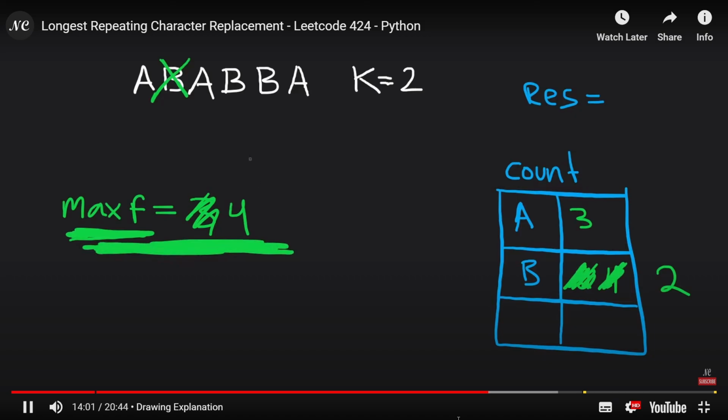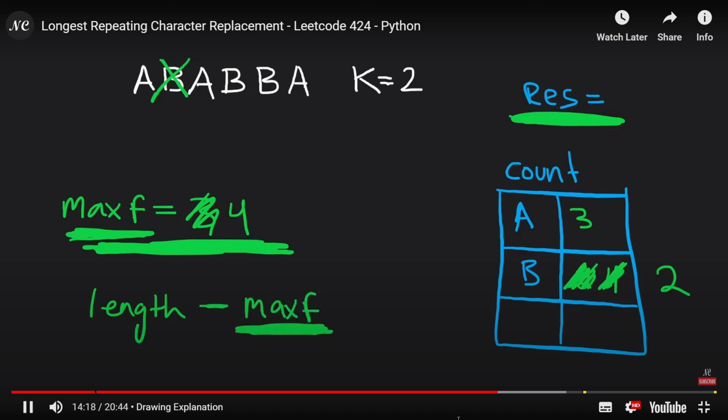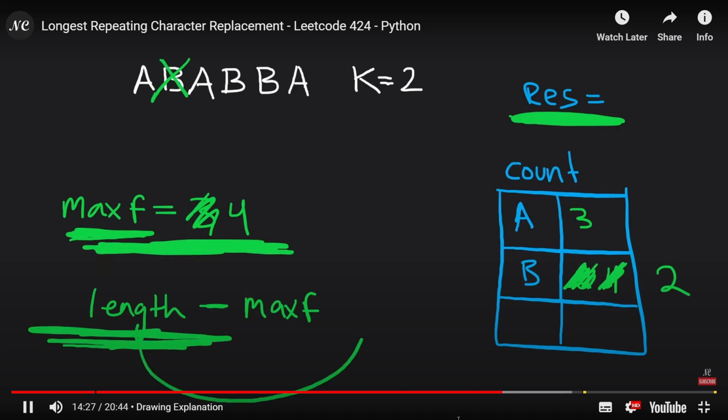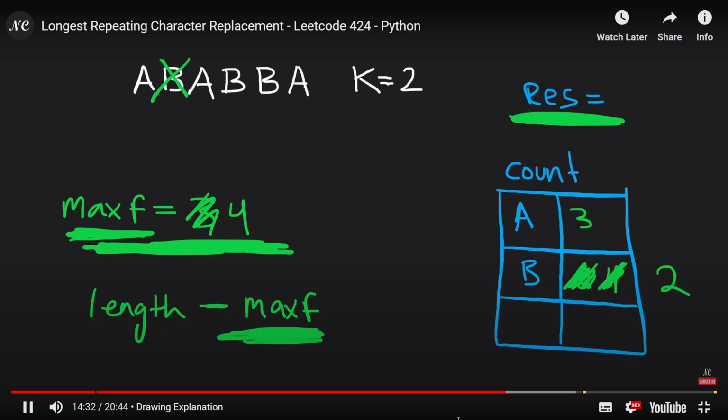But the main idea is this. The result is only going to be maximized as we find a new max frequency, because remember what we were doing: we were taking the length of the window subtracted by the max frequency, whatever the most occurring character was, and we wanted to minimize this. So we want the length to be maximized because that's what our result is going to be set to. Therefore, we also want the max frequency to be maximized, because we want to ensure that this is less than or equal to K, and K is going to be a constant.